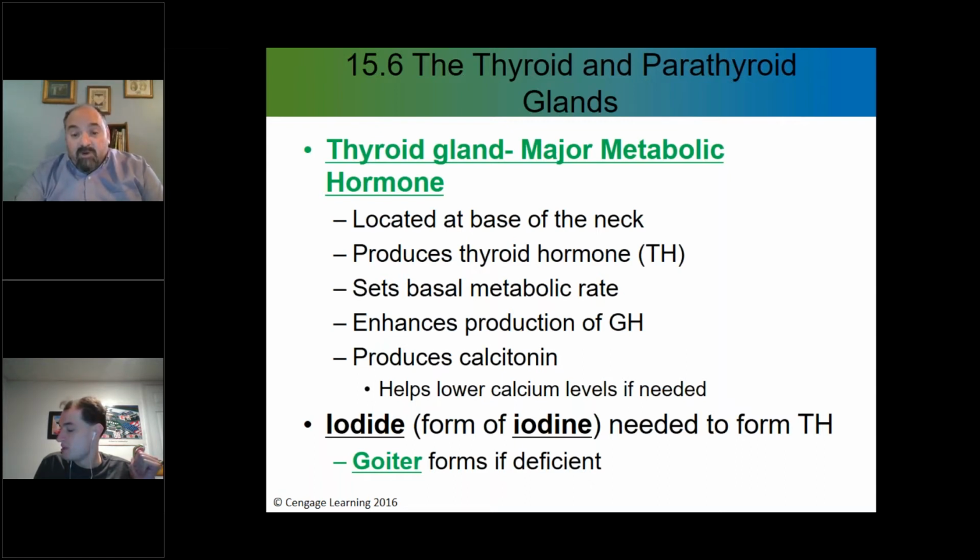Iodine is very important, as it is needed for thyroid hormone to be produced. If we're deficient, we can end up developing a goiter. A goiter is an enlargement of the thyroid gland.